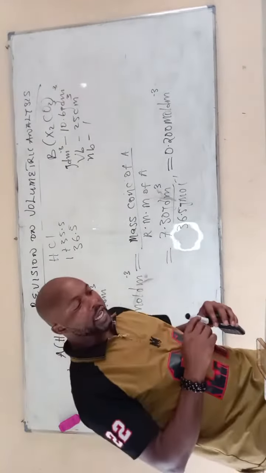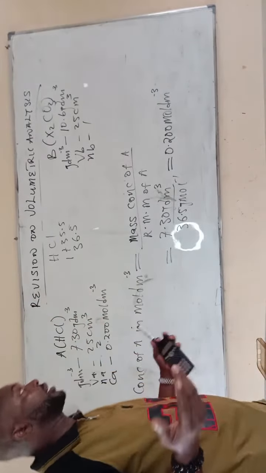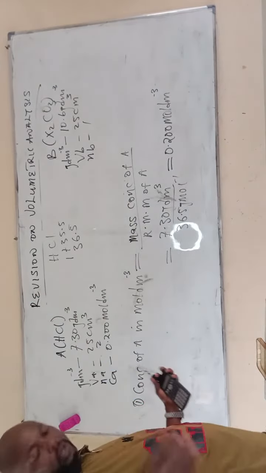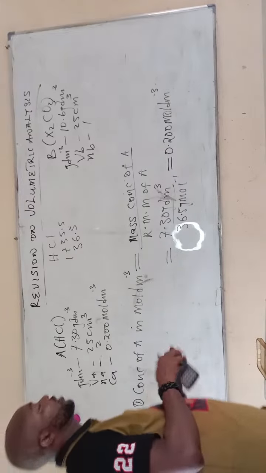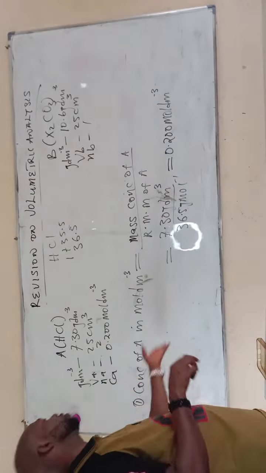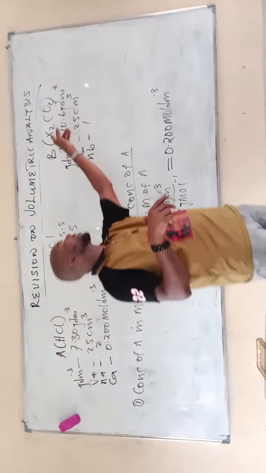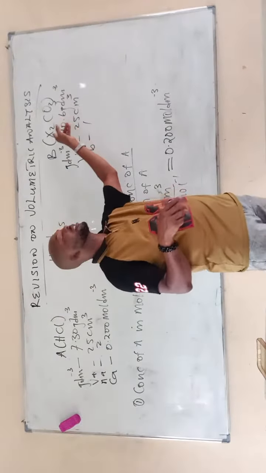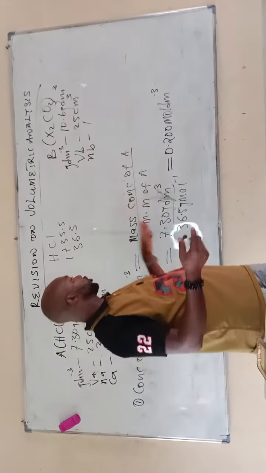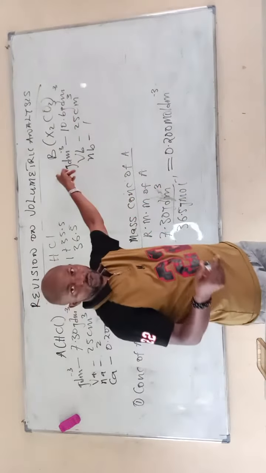Next question says concentration of B in mole per dm3. Okay. Now, for concentration of B in mole per dm3, we cannot use this same formula for that. Why? Because the relative molecular mass is not complete. This is X. X is unknown. We don't know what X is. So this formula cannot apply to this.